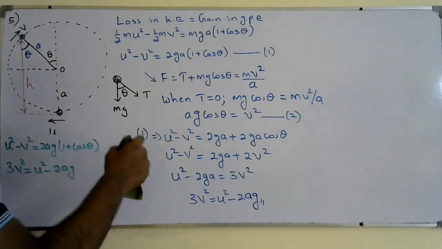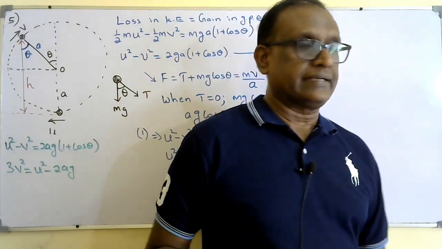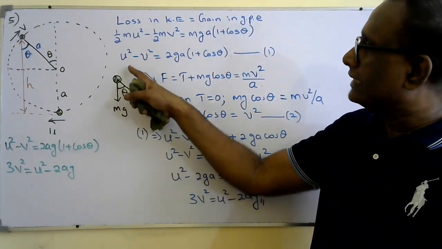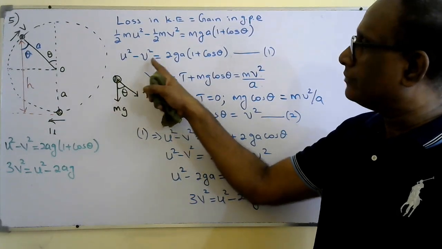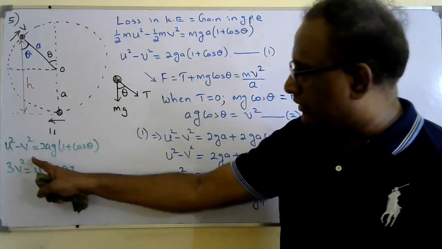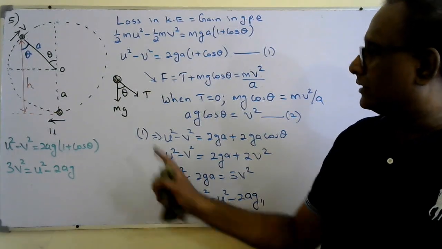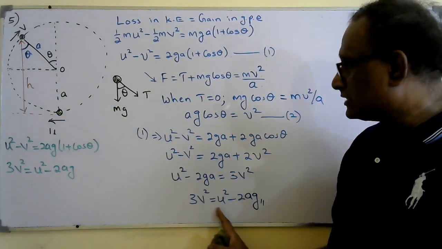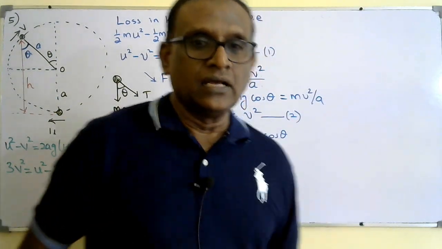We need these two equations for the B part later to eliminate certain things. This expression, u squared minus v squared equals 2ag cos theta, I wrote again just for the B part to use. And the final expression that we got, we need this for the B part.